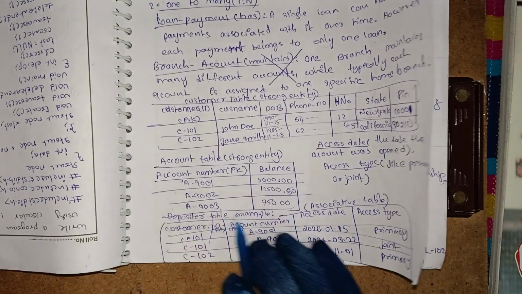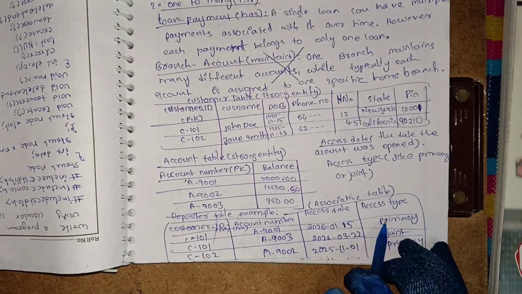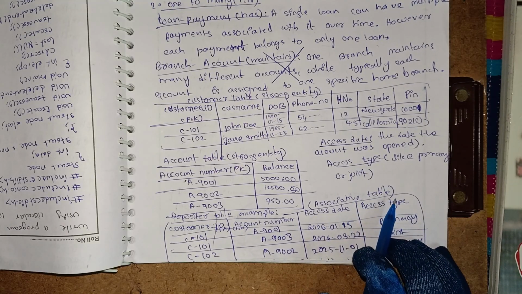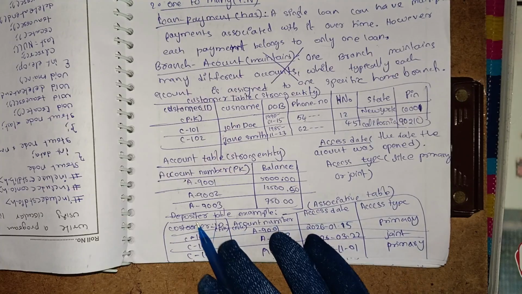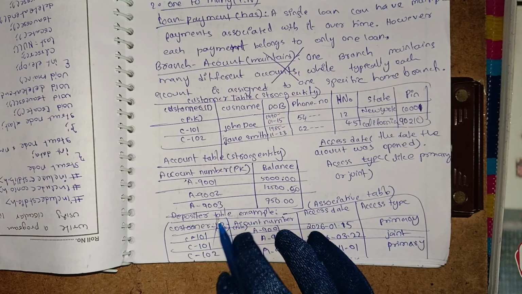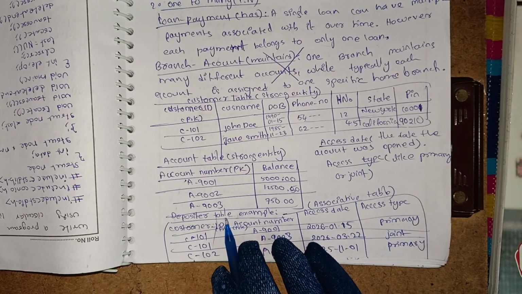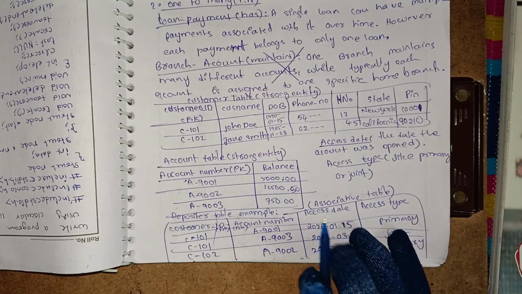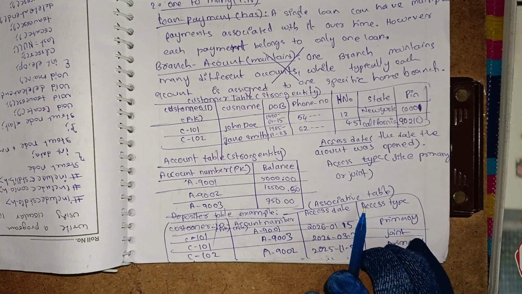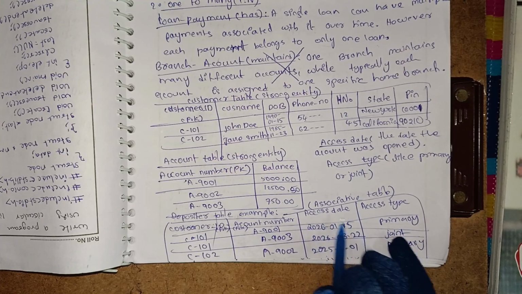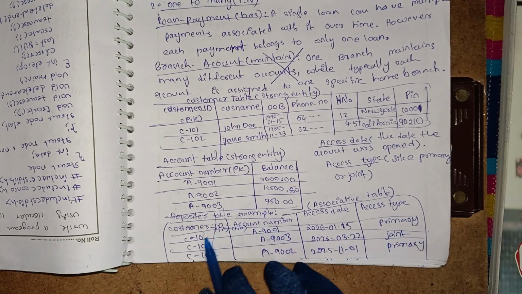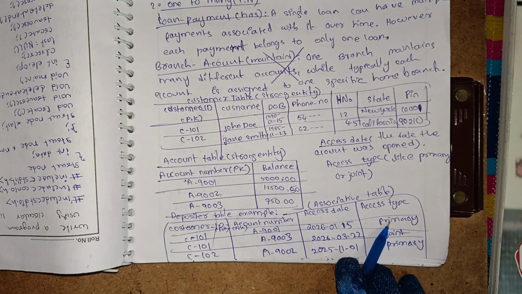So that's why we are creating a separate table, which is also called associative table, named as a depositor table, because the relationship is a depositor. One extra point is here, that is associative entity have its own attributes, that is access date and access type. Means along with this relationship, it holds its own attributes.